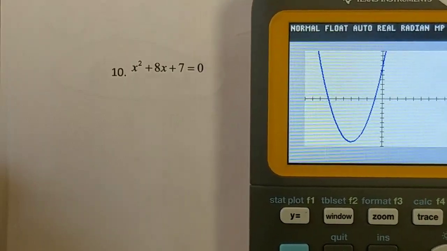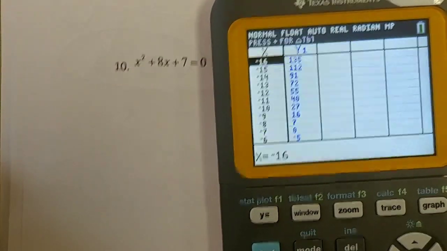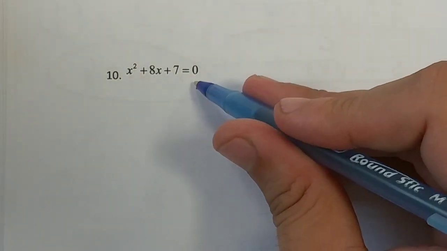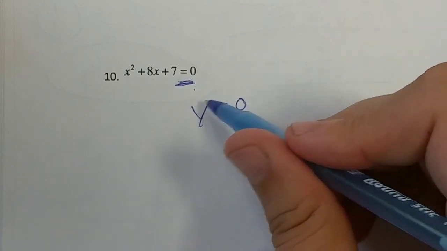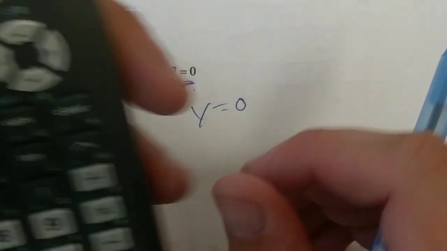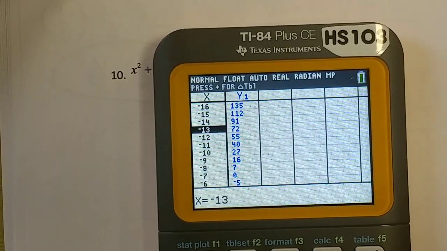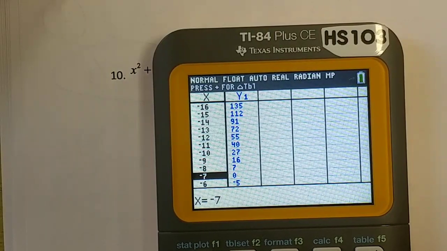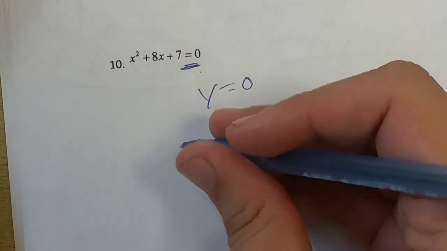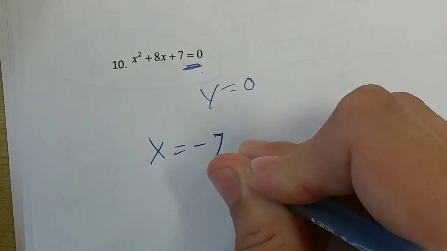Now why is that important? So what I'm going to do is click second table. What I'm looking for here is where y equals 0. That's what I'm looking for. So I'm going to go through my table and see if I can find y equals 0. Notice my numbers are getting smaller, smaller, smaller. Wait a second. y equals 0 at -7. So what I'm going to write is x equals -7.